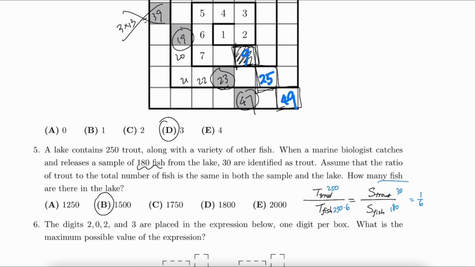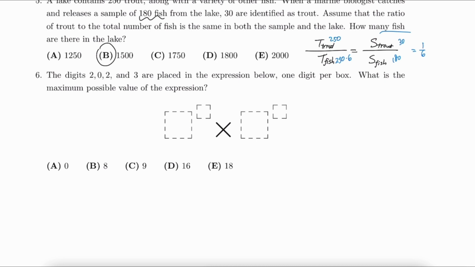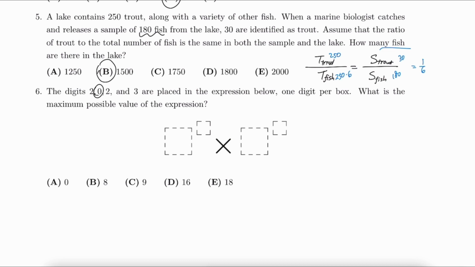All right, number 6. It says, the digits 2, 0, 2, 3 are placed in the expression below, one digit per box. And we want to find the maximum value of this expression. So how do we find the maximum value of this expression? Let's take a look at this 0. This 0 is kind of like ruining everything, right? We have to place it somewhere.